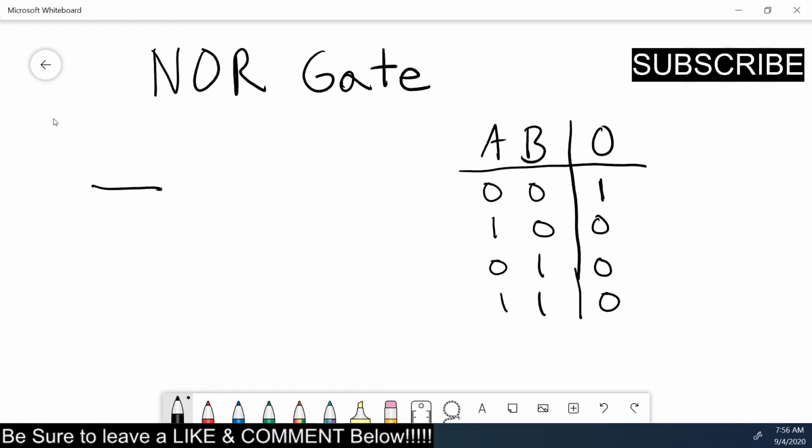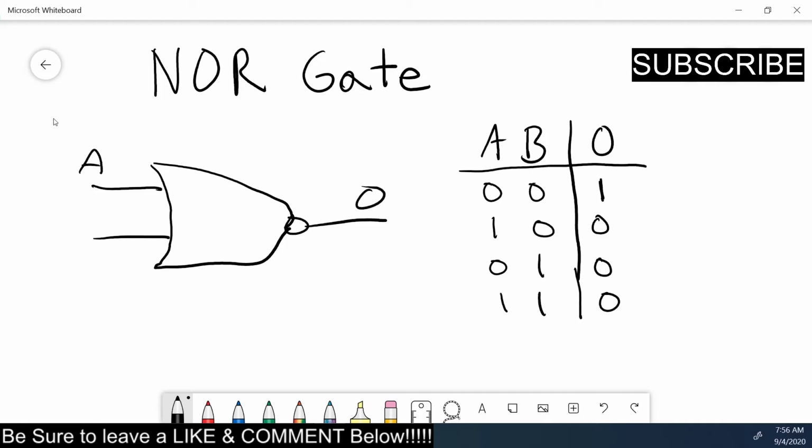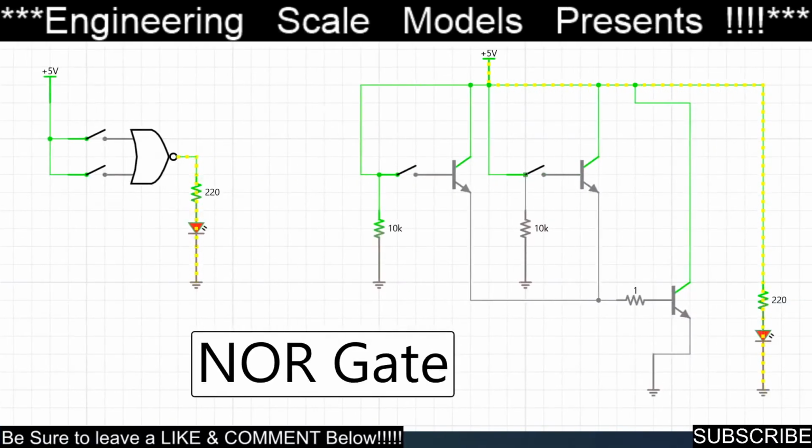And to draw that in logic gate form, it has a little circle on it. So there's your output, there's your A, B. So that is your NOR gate in your truth table. Let's take a look at the circuit. Here is what the circuit looks like.